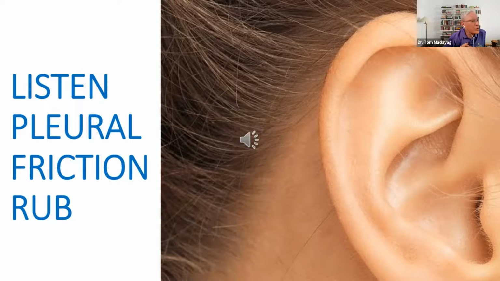Thank you. Okay, so that's pleural friction rub. So we have now talked about the two kinds of adventitious breath sounds, namely the continuous sounds. They are going to be your rhonchi as well as your wheeze. And we talk about the discontinuous sounds, your rales and your pleural friction rub.